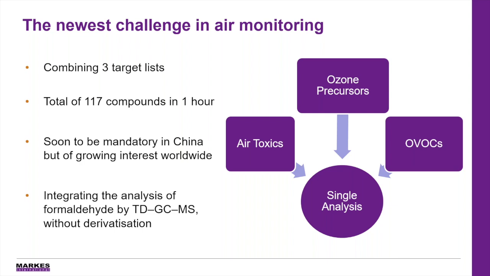Traditionally, formaldehyde is monitored using DNPH cartridge and then HPLC. So anyone who's looking to do formaldehyde and VOC monitoring has to run two completely separate analyses.